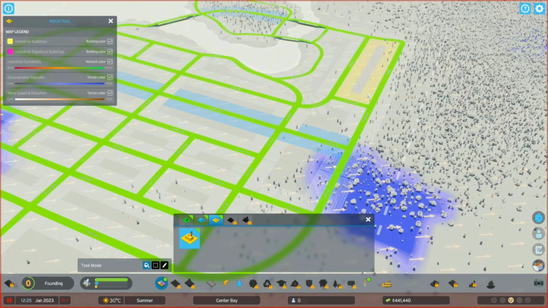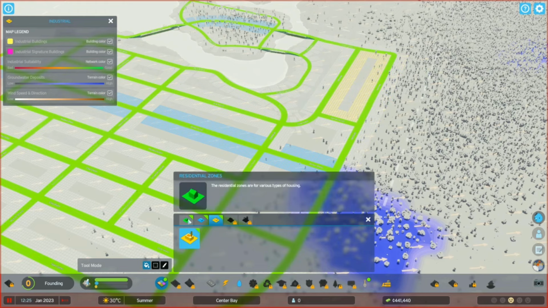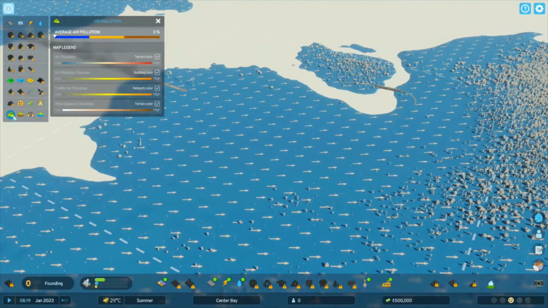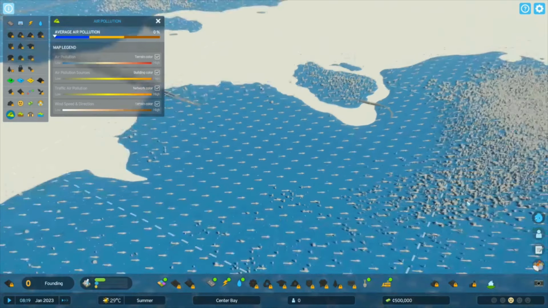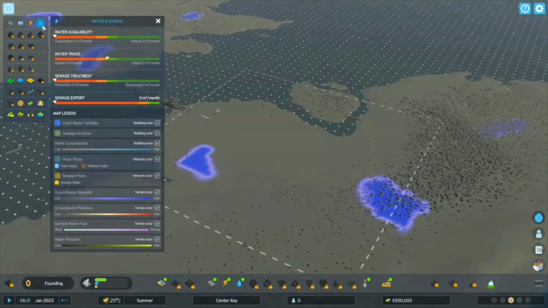You should make them clustered together and form exclusive industrial districts, because they produce a lot of pollution and noise. You need to keep these things contained and easy to manage. And if you have been following the game's tutorial, you must know that you should check in which direction the wind blows by opening the air pollution lens, and also the water lens to check where the underground waters are and place your polluters away from them.